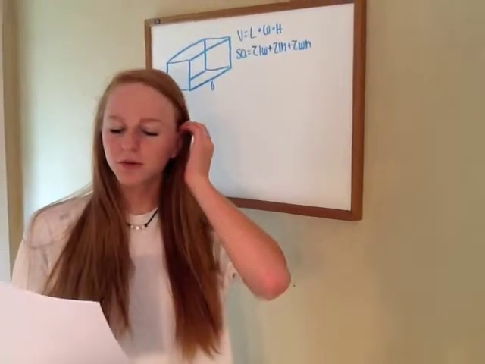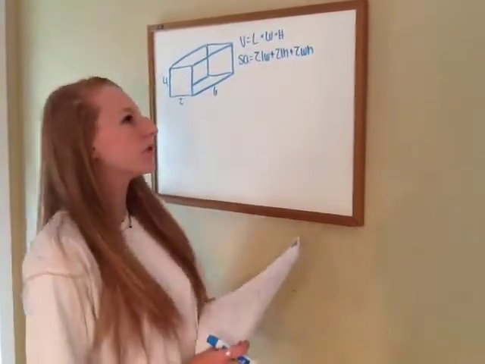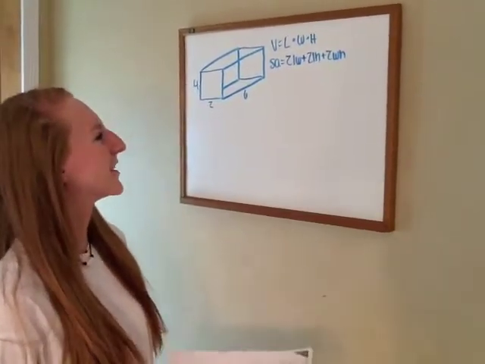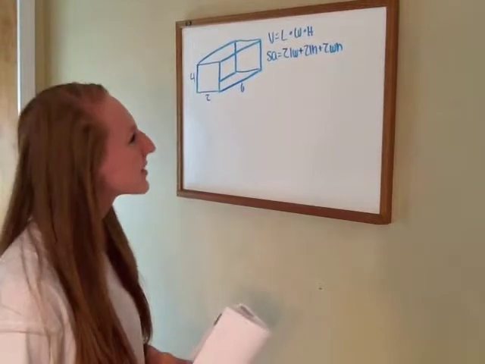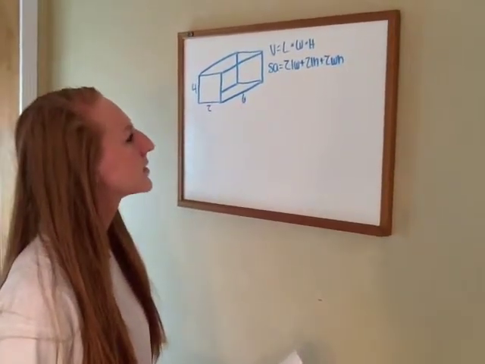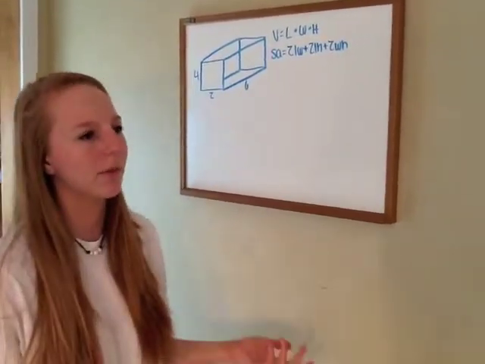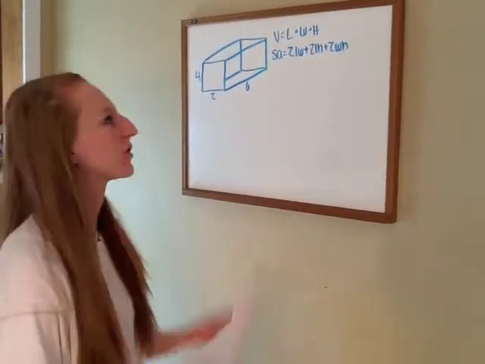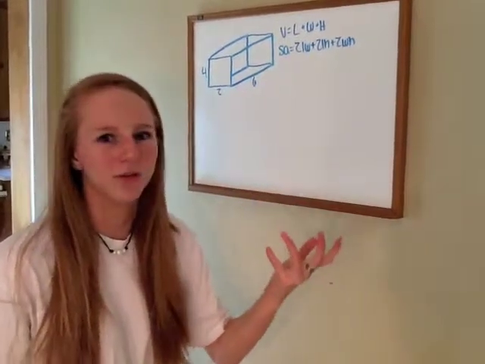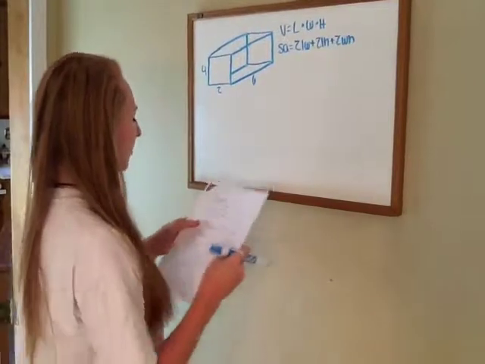Okay, so now we're doing volume and surface area of a rectangular prism. The volume equation is length times width times height, and the surface area equation is 2 times length times width plus 2 times length times height plus 2 times width times height. Basically all you're going to be doing for these, like we've done before, is just plug in the numbers. The hardest part is kind of figuring out which number goes with which.